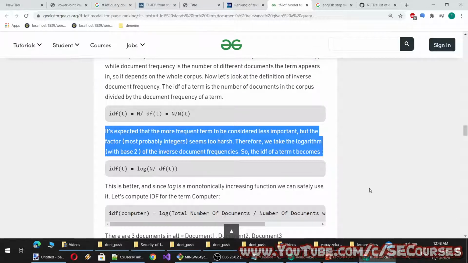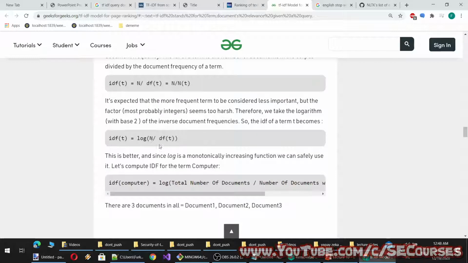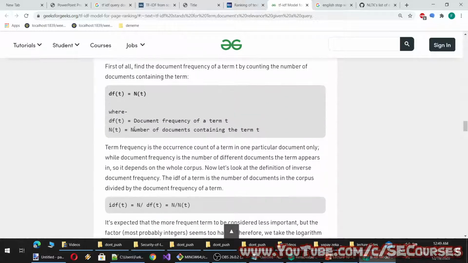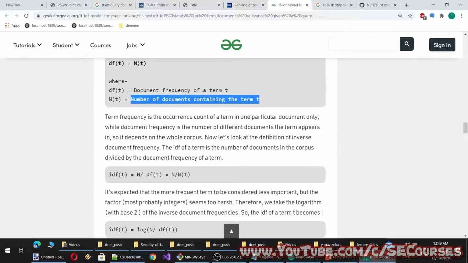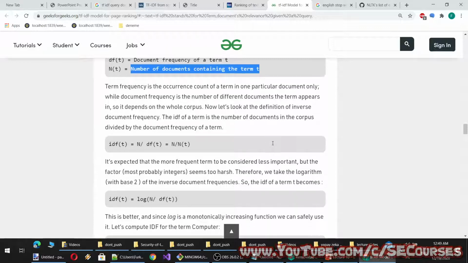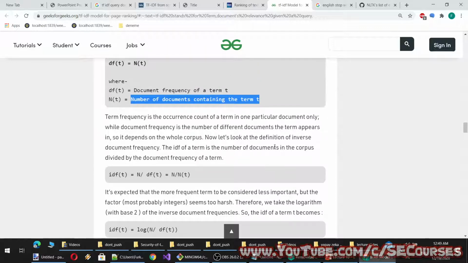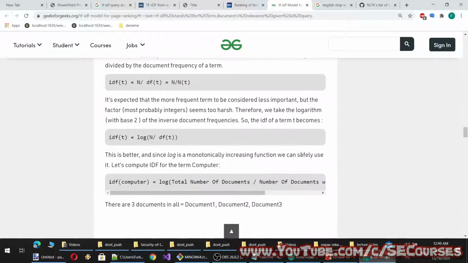It's expected that the more frequent term is considered less important, but the factor, most probably integers, seems too harsh. Therefore, we take the logarithm with base 2 of the inverse document frequencies. So the IDF of a term t becomes the logarithm of N over the document frequency of t, where N is the total number of documents. So for each term t in each document, we calculate a unique TF-IDF value.